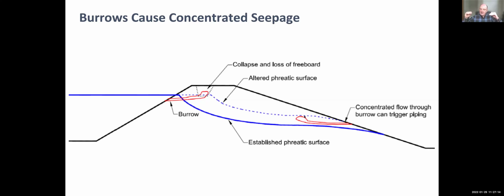And as that water table rises up through your embankment, it becomes less stable, and there is a higher chance, particularly in this burrow, to initiate some piping. And if you start to see water coming out of this burrow carrying soil, you've got a real concern on your hands. So if we can prevent or repair burrows, we can maintain the integrity of the dam.